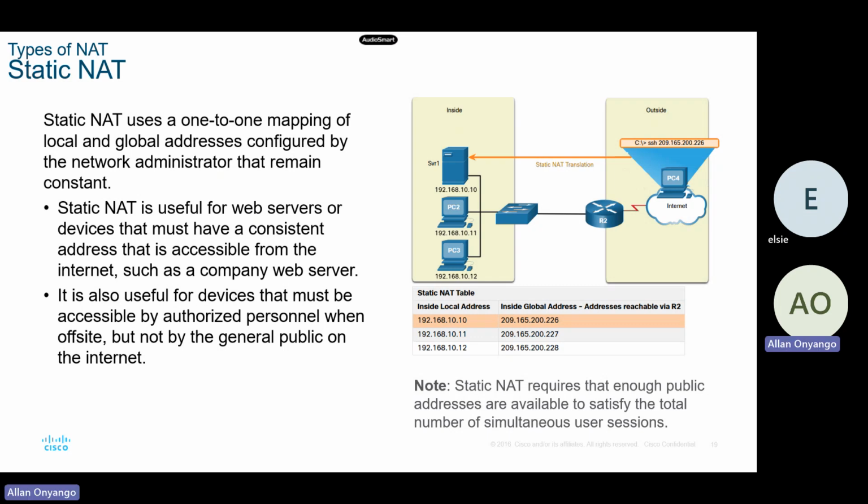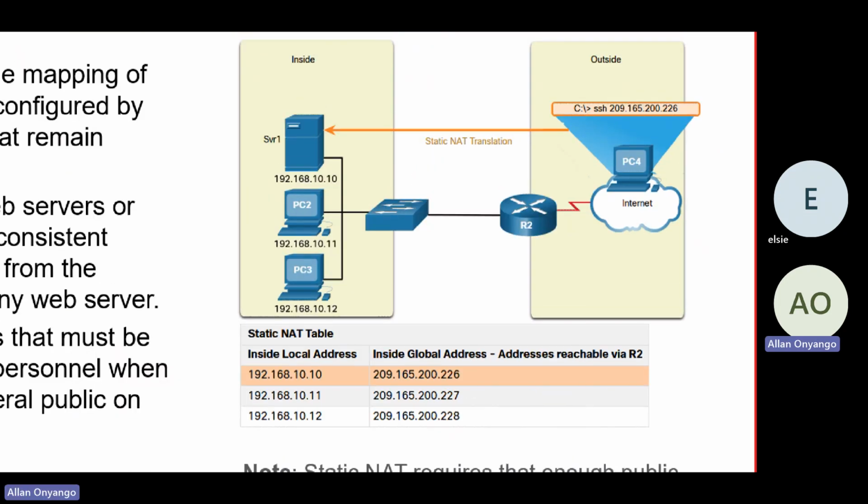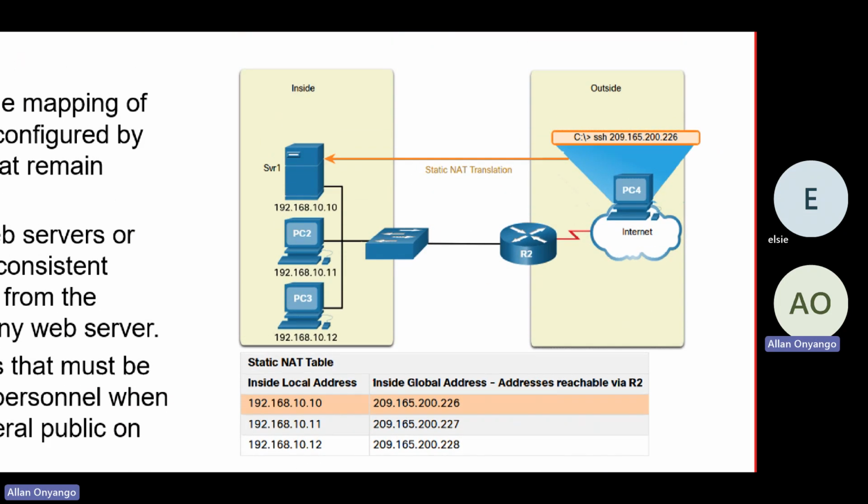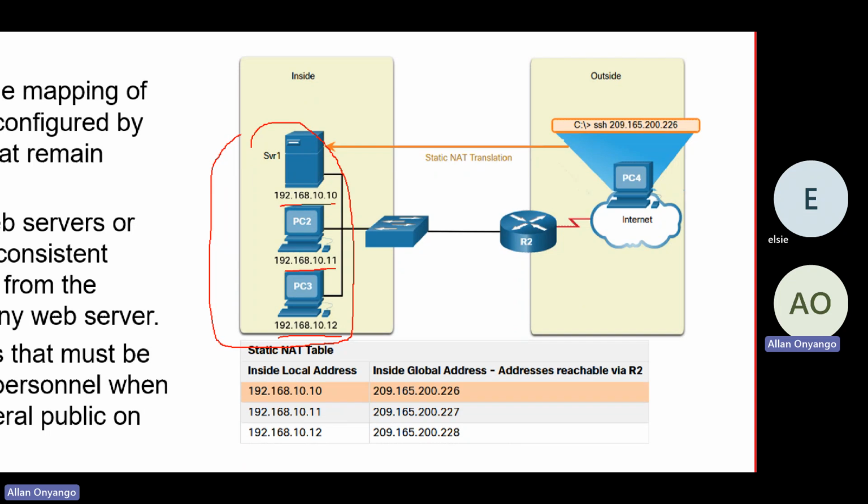Let me make that easier for you guys to understand. So let's say we have these 3 devices here. We have server 1 at 192.168.10.10, PC2 at 192.168.10.11, and PC3 at 192.168.10.12. All right. The same way, we have 3 public IP addresses here: 209.165.200.226. We have 200.227 and 200.228.